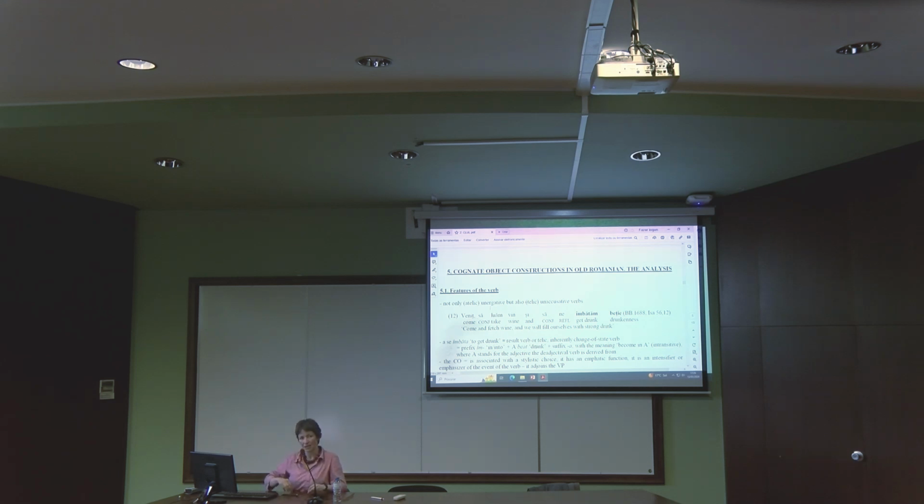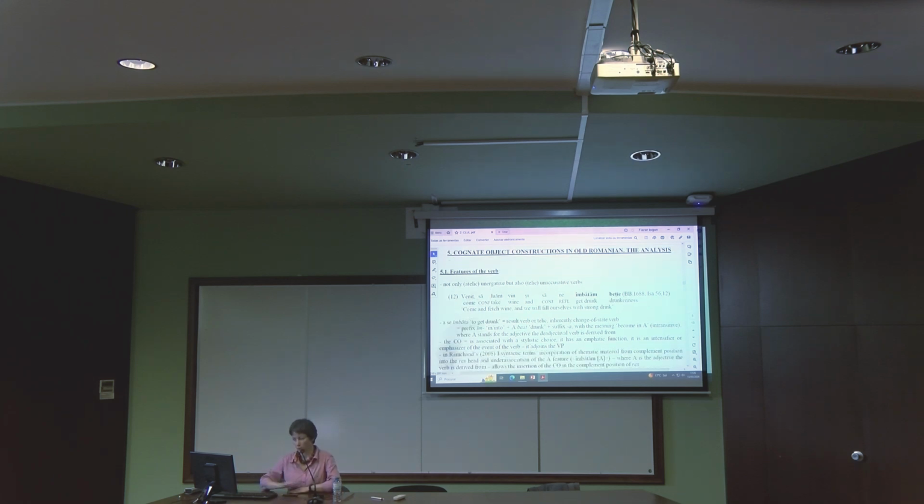The question is, if the internal argument position is occupied, where do we generate? Where do we merge the cognate object construction? Usually, the solution given in the literature is to say that in that case, the cognate object adjoins the verb phrase, so it is outside the VP. So not only atelic, anergative, but also telic unaccusative verbs.